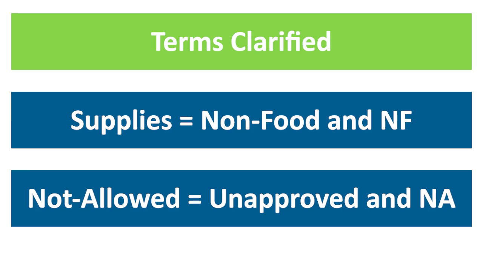Please note that in this video and on the claim forms, the terms supplies and non-food and NF are interchangeable, and not allowed is also called unapproved and NA. Before we go further, let's do a quick review of what's considered food, supplies, or not allowed.